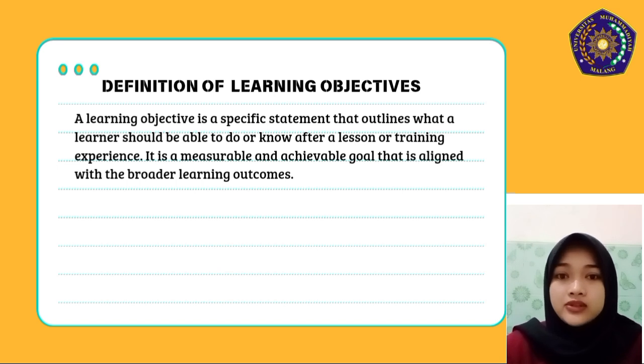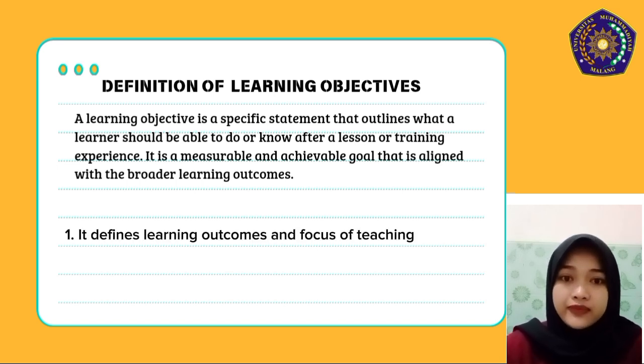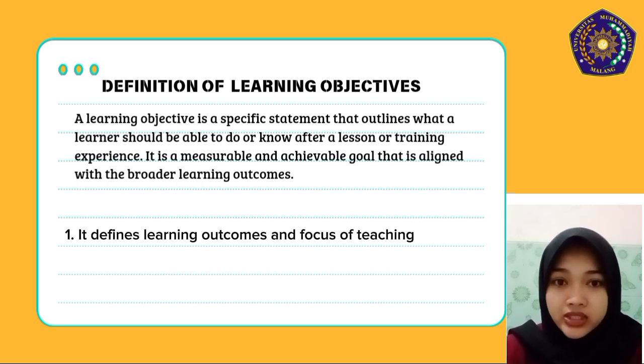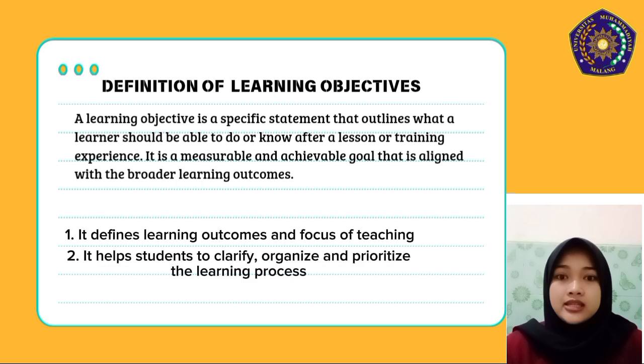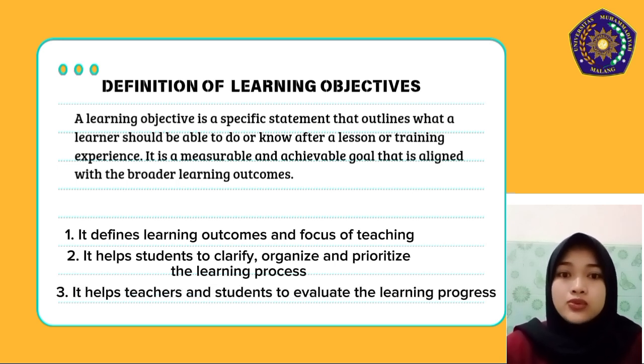The learning objectives that we use can be based on three areas of learning. The first is knowledge, the second is skills, and the third one is attitudes. Learning objectives are very important, for some reasons. First, they define learning outcomes and the focus of teaching. The second one is they help to clarify, organize, and prioritize the learning process. And also learning objectives help teachers and students to evaluate progress and encourage responsibility for their learning process.